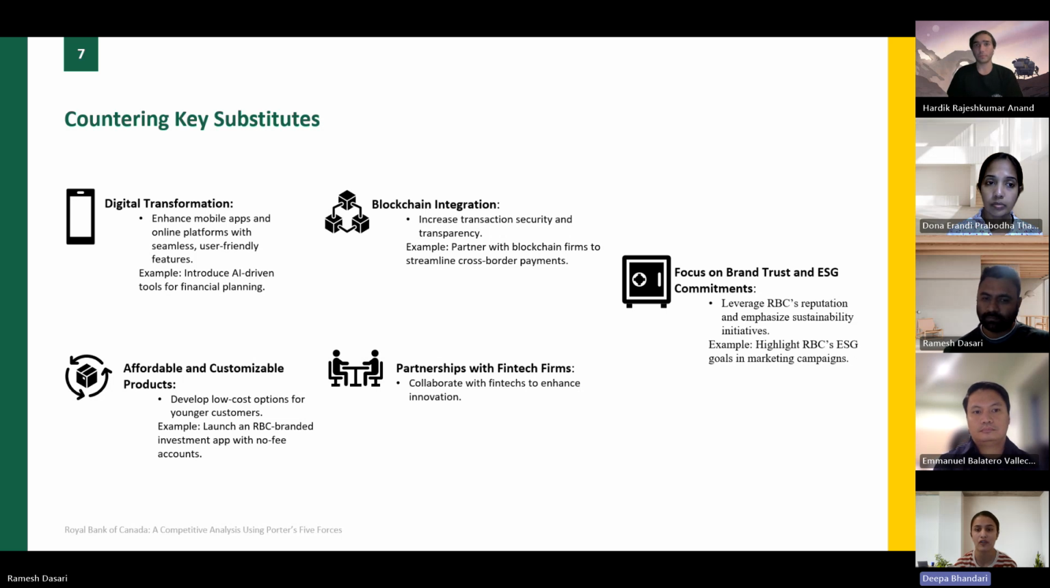RBC's reputation and focus on sustainability can differentiate it from substitutes. Highlighting initiatives like net zero goals can attract socially conscious customers. Overall, the threat of substitutes is significant but manageable. By embracing innovation, forming strategic partnerships, and leveraging its brand trust, RBC can maintain its leading position.